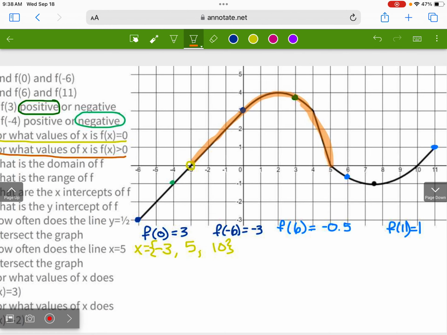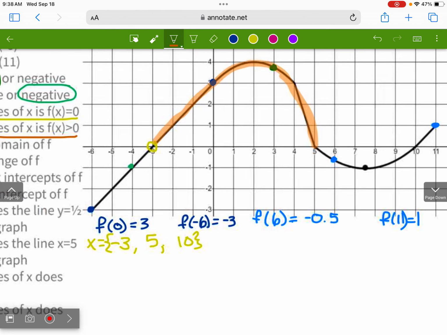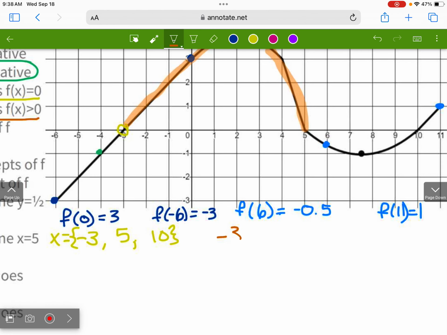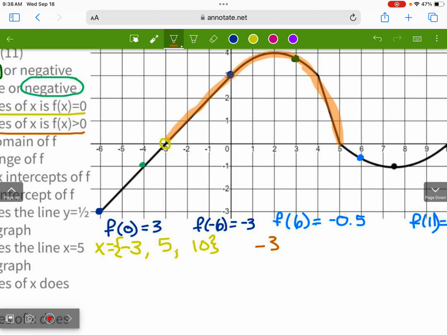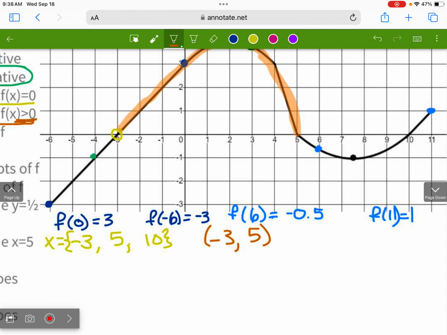So from negative 3, is negative 3 included or excluded? If we have to be greater than, exclude it. So from negative 3 to 5, included or excluded? Excluded. Any place else? From 10.